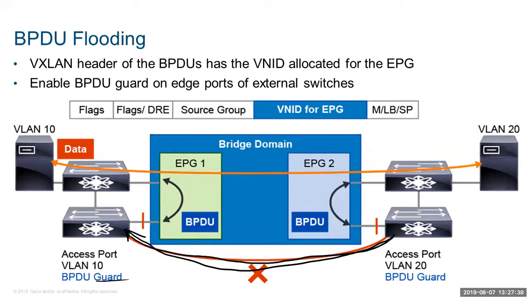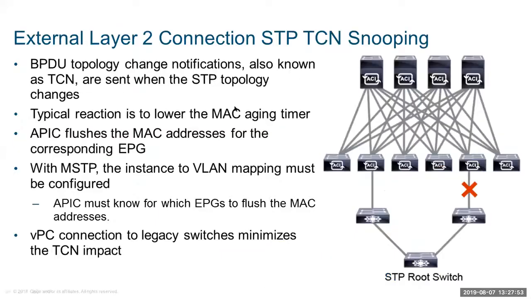Okay, that shows you the VNID field will be the EPG for which the BPDU is being transported. Next comes topology change notification, TCN bits. What is TCN for? What's this?